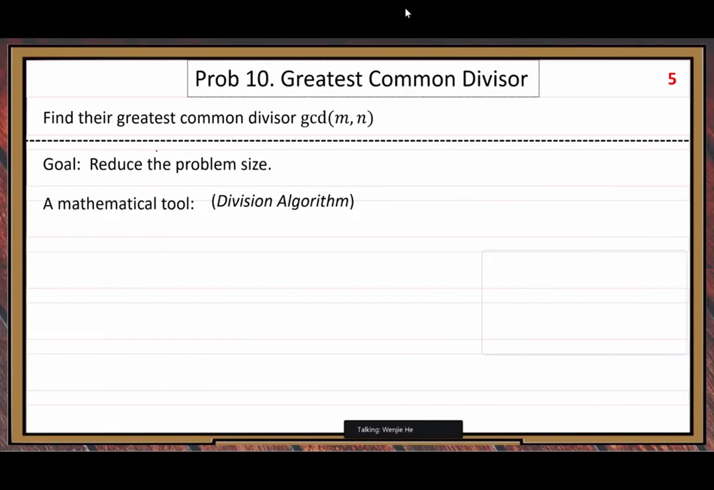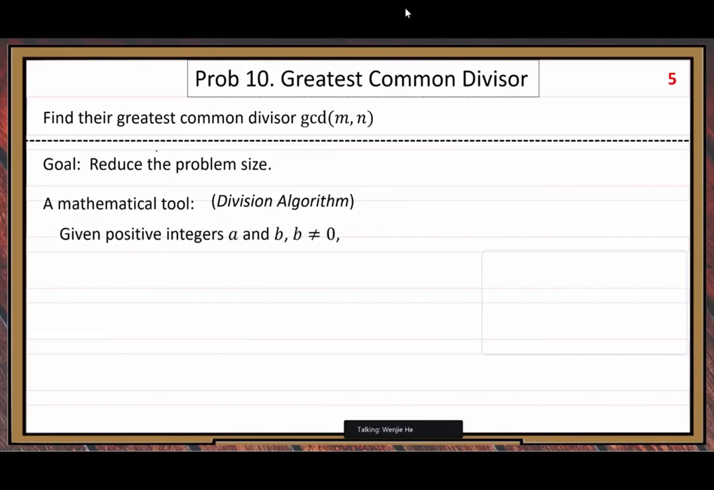We need some tool to help us reduce the problem size. Here we pick the division algorithm. So very simple. Everybody knows it. Integer division. So here we put it in the algorithm.